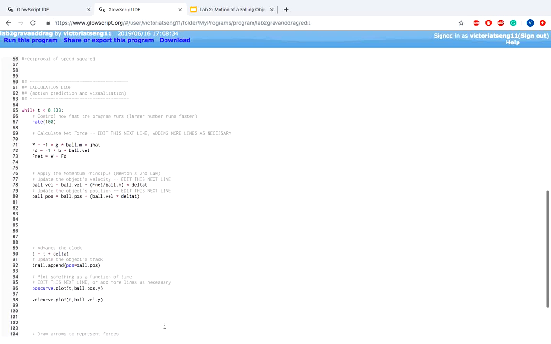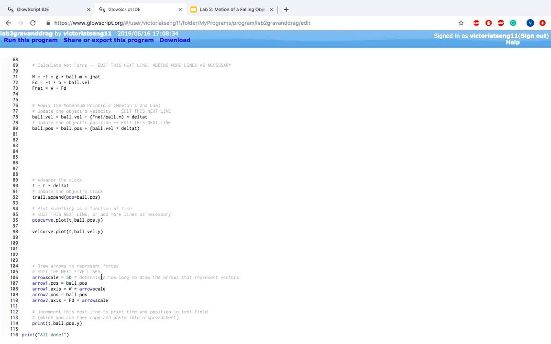For my aero scale, I chose to set it equal to 50 since our paper is very light, so we need our aero scale to be somewhat large in order to represent gravity and drag force. Aero 1 represents gravity, so we set it equal to weight times the aero scale, and aero 2 represents drag force, so we set it equal to drag force times the aero scale.